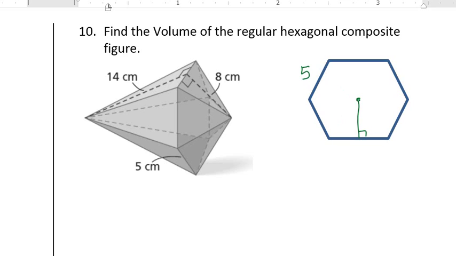Now remember, with the apothem, we have to find the central angle. Here, we would end up making 6 triangles. So each of the triangles would be 60 degrees. And when we draw the apothem, that would cut the angle in half. So this angle right here ends up being 30 degrees.